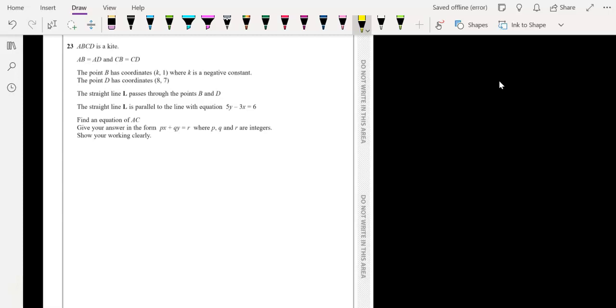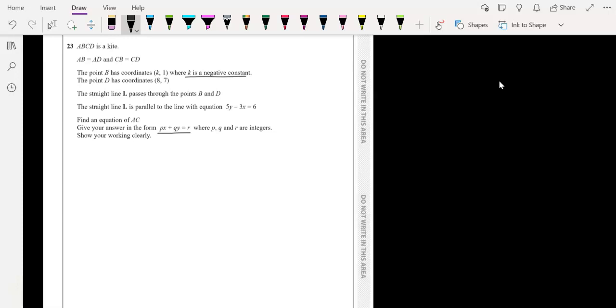Now, 23. ABCD is a kite. AB equal to AD, CB equal to CD. Point B has coordinates K, 1, where K is a negative integer. Okay. And point D has coordinates 8, 7. Straight line L passes through the points B and D. The straight line L is parallel to the line 5y minus 3x equal to 6. Find an equation of AC.